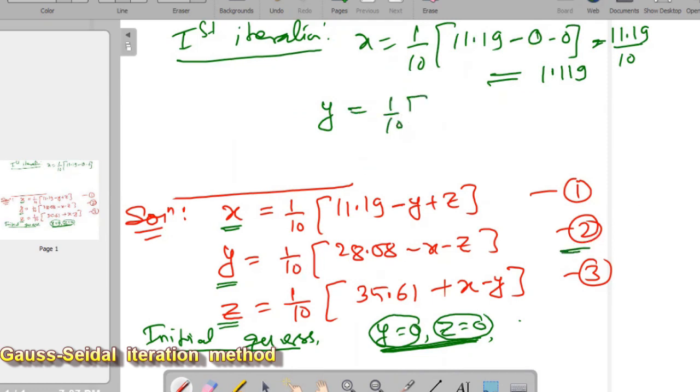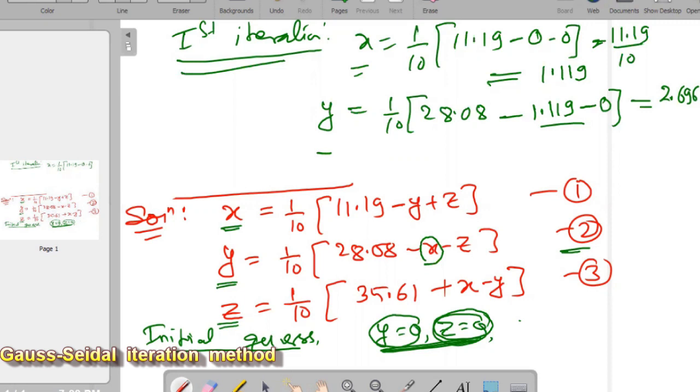1 by 10 times (28.08 minus x minus z). We use the value of x from the first iteration, so here we use 1.119, and minus z, and for the value of z we use the initial guess, which is equal to 0. Then the value of z from equation 3.